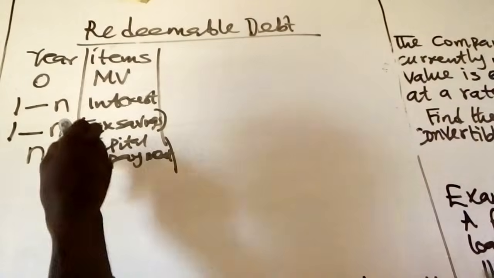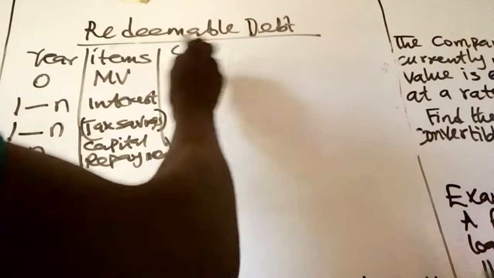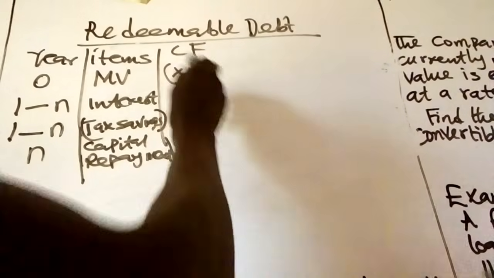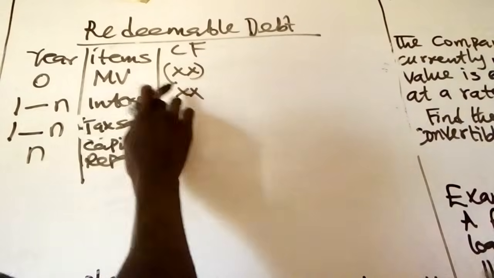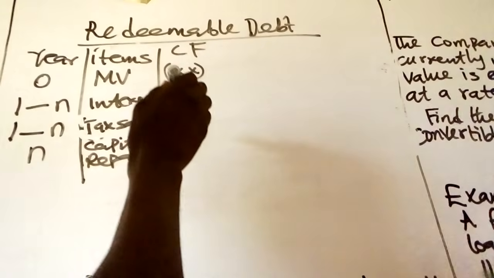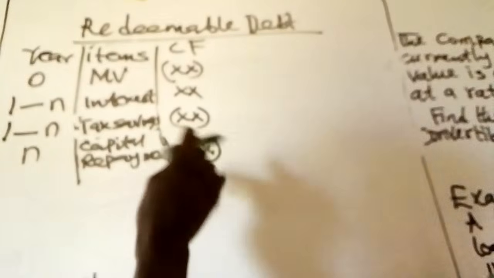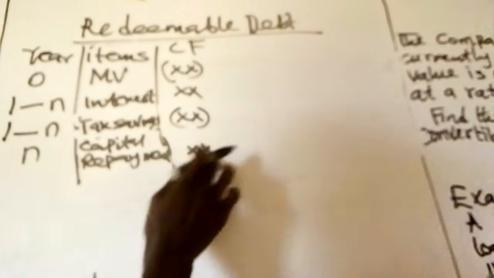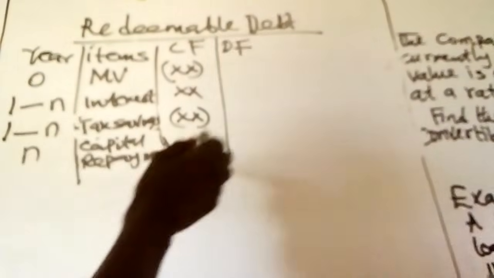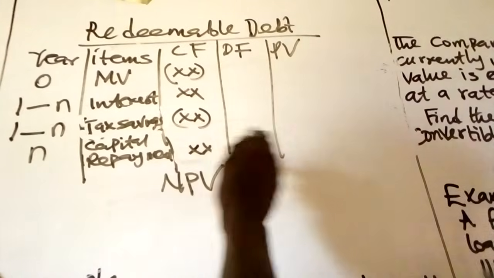So the cash flows. You have the market value as an outflow, the tax savings on interest as an inflow, the interest as an outflow, and the capital repayment as an inflow at the end of the period. Then you discount these cash flows to get their present value. The sum of the present values is then used to calculate the net present value.